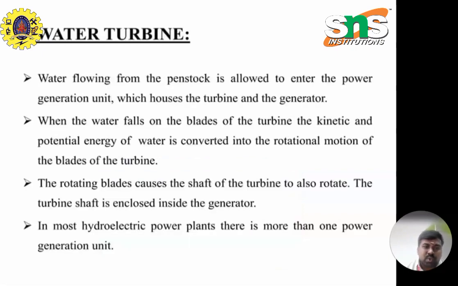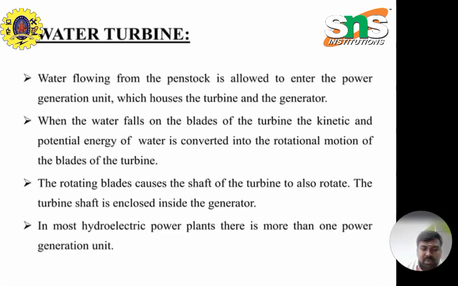Water turbine. Water flowing from the penstock is allowed to enter the power generation unit which houses the turbine and the generator. When the water falls on the blades of the turbine, the kinetic and the potential energy of water is converted into the rotational motion of the blades of the turbine. The rotating blades cause the shaft of the turbine to also rotate. The turbine shaft is enclosed inside the generator. So the turbine is coupled with the generator.